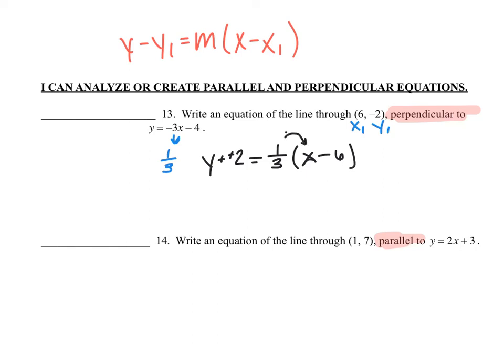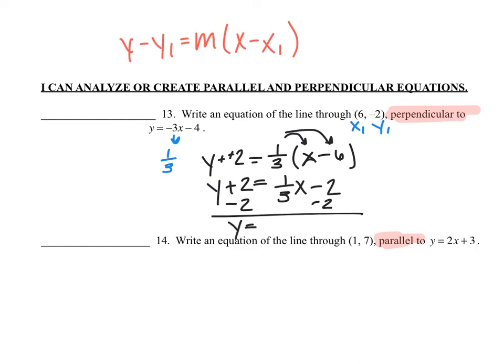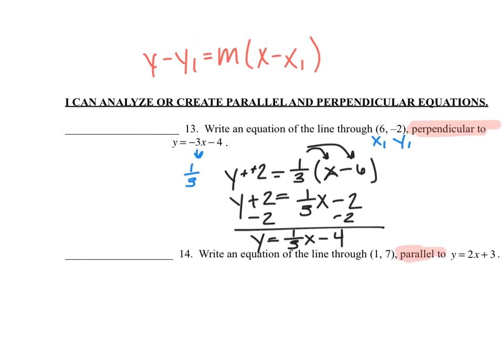Go ahead and distribute the 1 over 3 to everything inside the parentheses. So I get 1 over 3x. Negative 1 times negative 6 is negative 6 divided by 3 is negative 2. So y plus 2 equals 1/3 x minus 2. Subtract 2 from both sides to get y by itself. And we get y equals 1/3 x minus 4. And I'll even go over here and write it. Y equals 1/3 x minus 4.